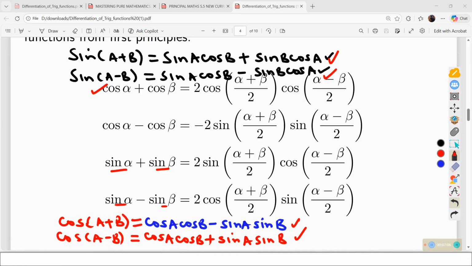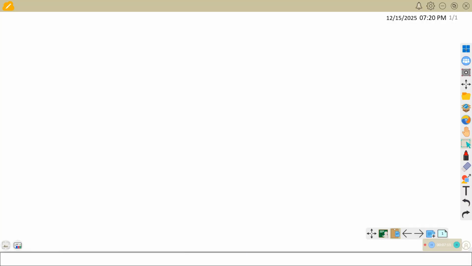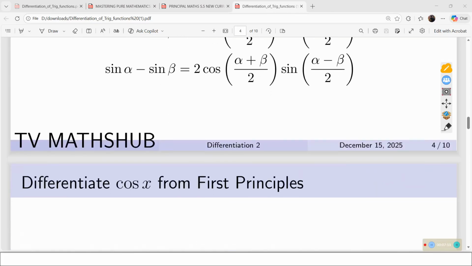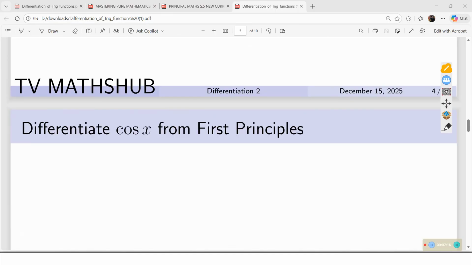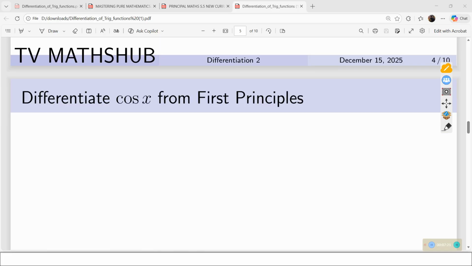So for that case, let us again go on and talk about differentiation from first principles. And we want to begin by differentiating cos of x from first principles.